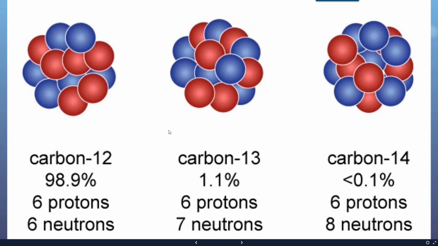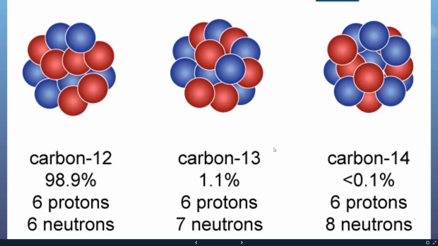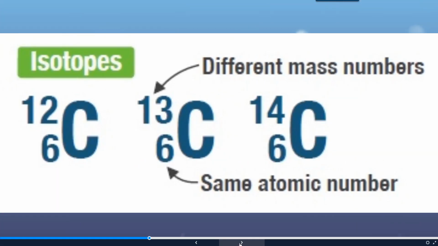We also find in nature, however, that there's a carbon-13 and a carbon-14. Carbon-13 is going to have 7 neutrons and carbon-14 is going to have 8 neutrons. So we have a little bit of variation in that number of neutrons, which doesn't impact the type of element it is, but does impact the actual mass. This can be represented in our isotope form by having the different mass numbers along the top and the same atomic number along the bottom.